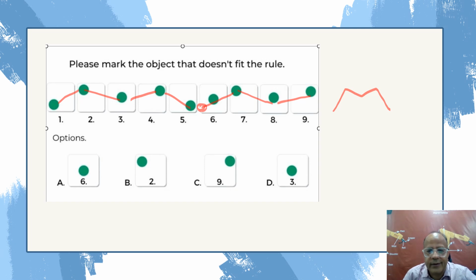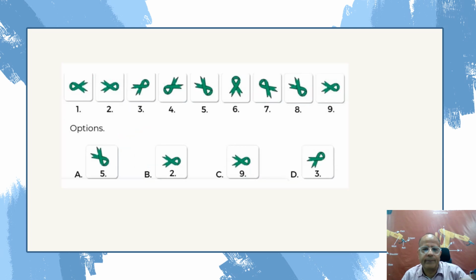So where is the object that does not fit the rule? It is simple. This is the sixth one. It should be over here and not here. Is it okay? That's perfectly fine, I guess. Now let's move ahead.